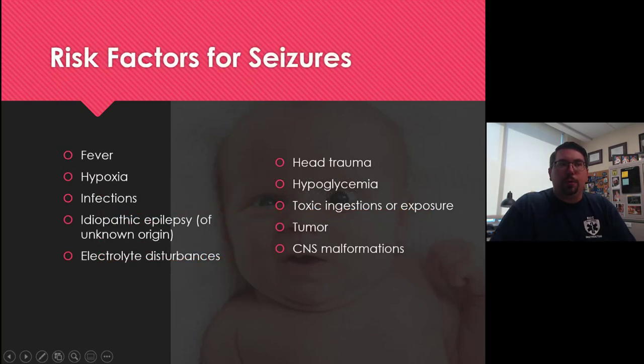There are several risk factors that we also must be aware of when it comes to seizure activity. We're trying to figure out what might be the root cause of the underlying seizure activity or discharge from the neurons of the brain. Things that we can look for that would activate a seizure include things like fever, hypoxia, infections, idiopathic epilepsy for those things of unknown origin, electrolyte disturbances, common with dehydration, head trauma, hypoglycemia, toxic ingestions, or even exposures for that matter, tumors, and then central nervous system malformations as well.